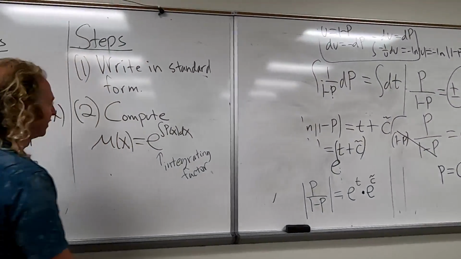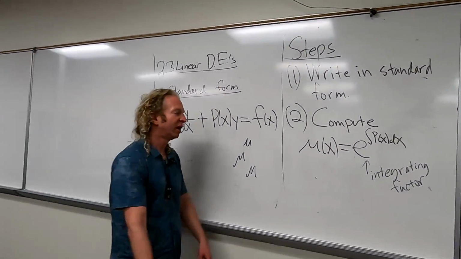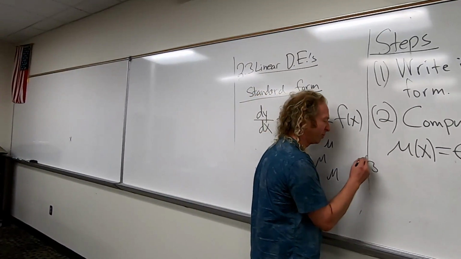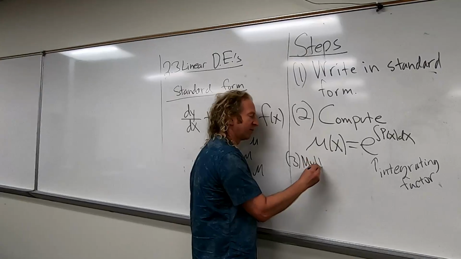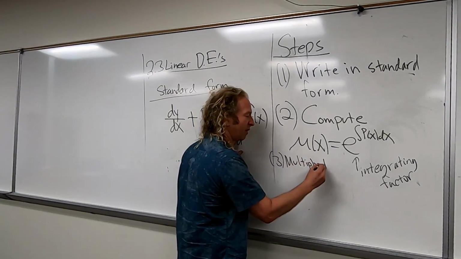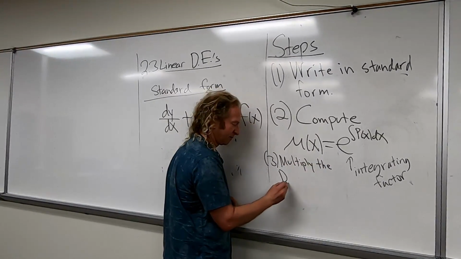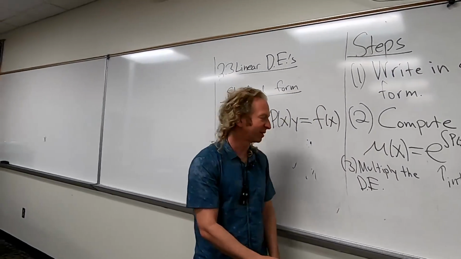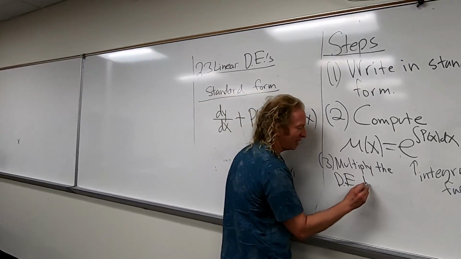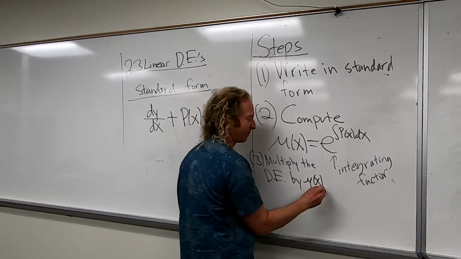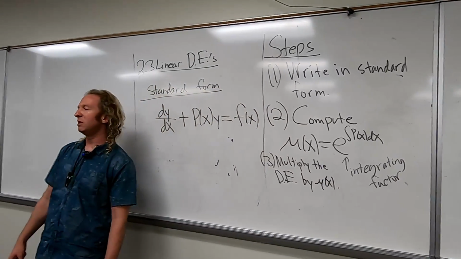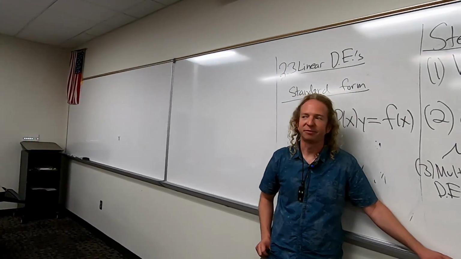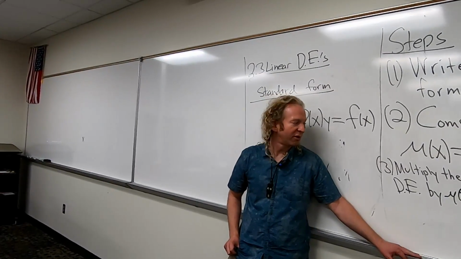All right. Step 3: multiply your entire DE by mu of x. By the DE, we mean the one in standard form, right? So multiply by mu of x. That's step 3.